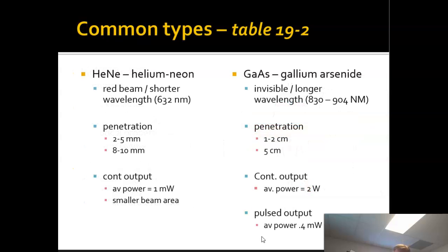It's table 19-2 in your book. I'm looking for it right now. Oh, it's on page 368, sorry. It talks about the different types of therapeutic lasers. I picked the two, the helium neon and the gallium arsenide. You can see kind of the differences.